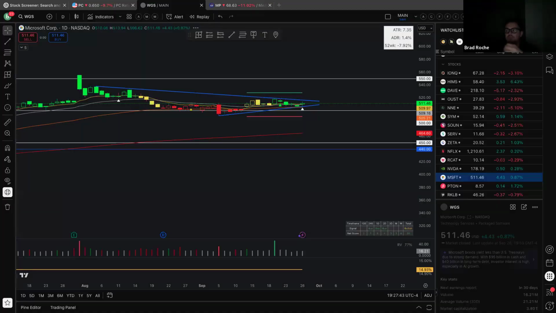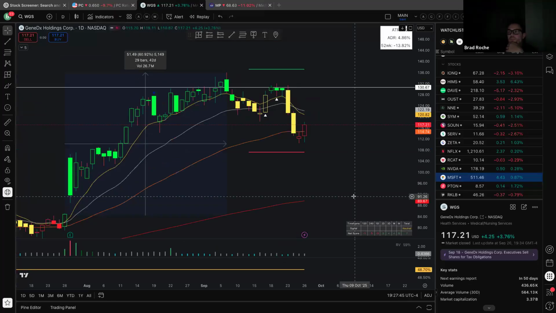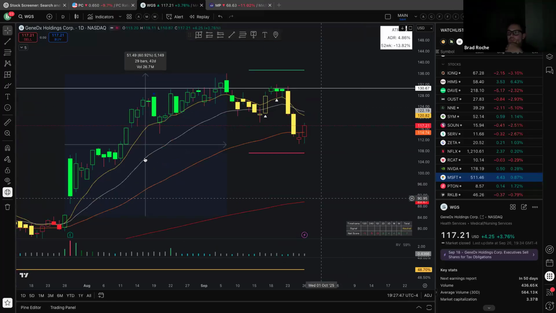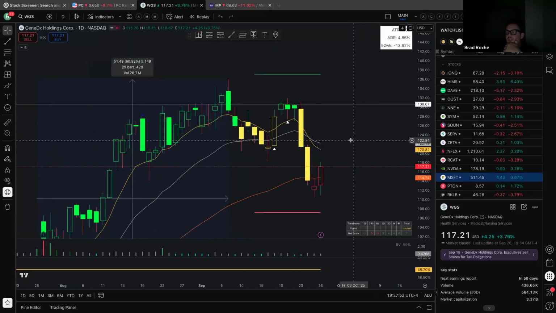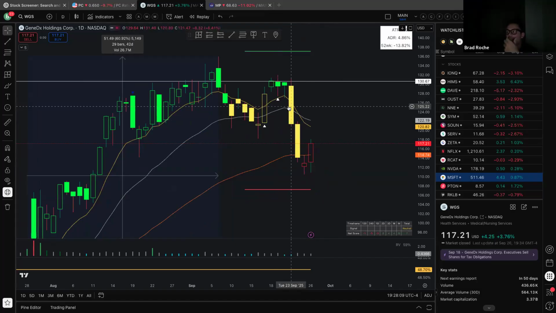WGS. So, okay, this is a good one to talk about. This one had a buy signal here, right? And it never triggered the breakout. I was looking for a breakout above the resistance at 132, and it never got that. It rejected really hard before it got there, and that's partly because of the market pulling back.